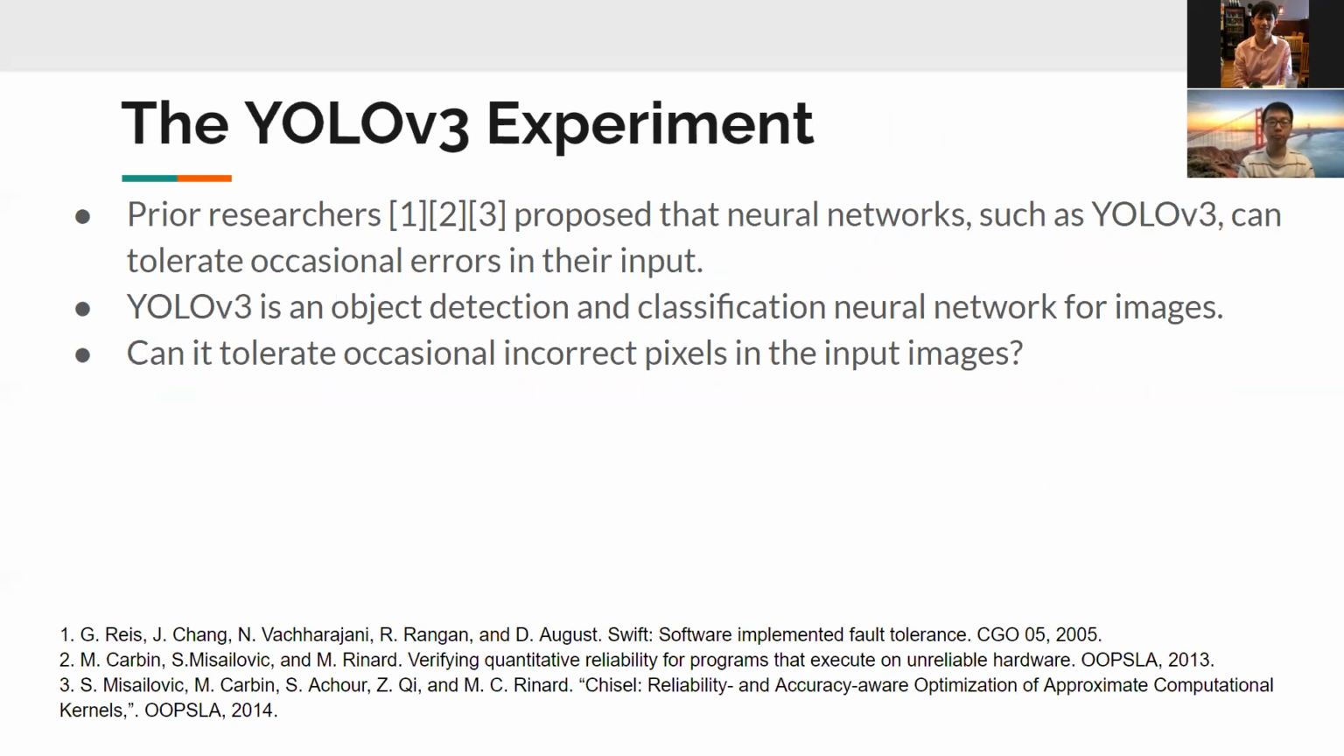We also present our YOLO v3 experiment. We mentioned approximate computations before, and this included neural networks. YOLO v3 is a neural network for object detection and classification for images. Theoretically, it should then be able to tolerate occasional errors. So we wanted to test how much error it can actually tolerate in its input images.